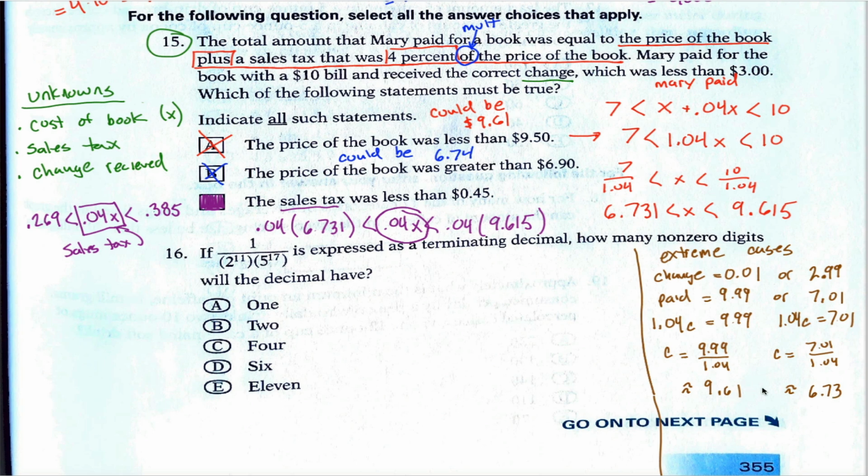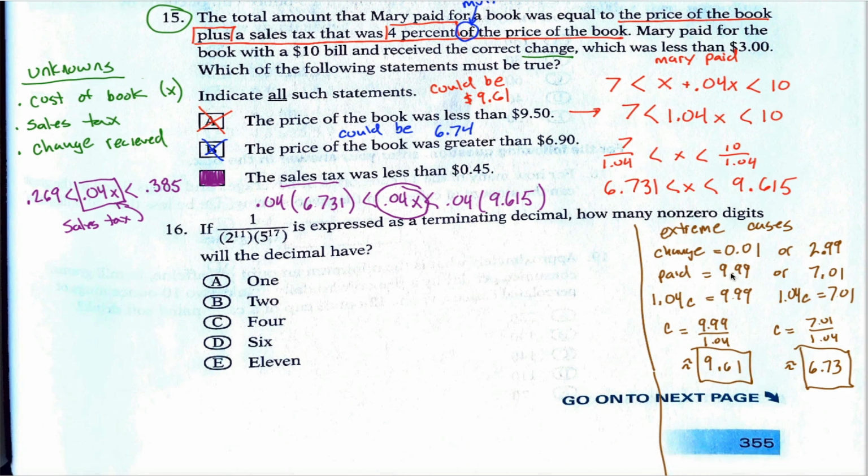Since these are the extreme cases, I can use these extreme cases to evaluate these statements. The price of the book was less than $9.50. No, in this extreme case right here, it was $9.61. That's false. The price of the book was greater than $6.90? No. In this extreme case right here, the price of the book was only $6.73. That's also false. Figure out how much sales tax you paid in these two cases?